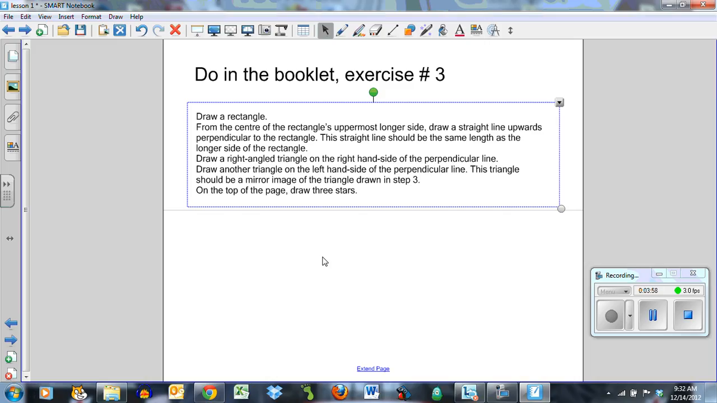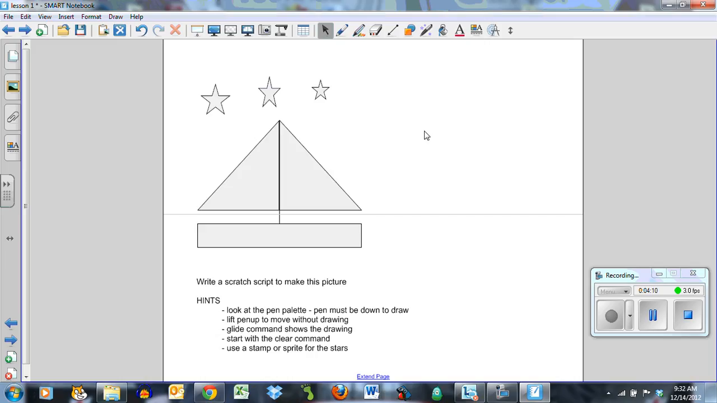So go ahead and try that. See what your picture looks like, and I'm going to show you the answer right away. Pause if you need to. Okay, here is your answer. You can see that it's a sailboat with some 3 stars above it.